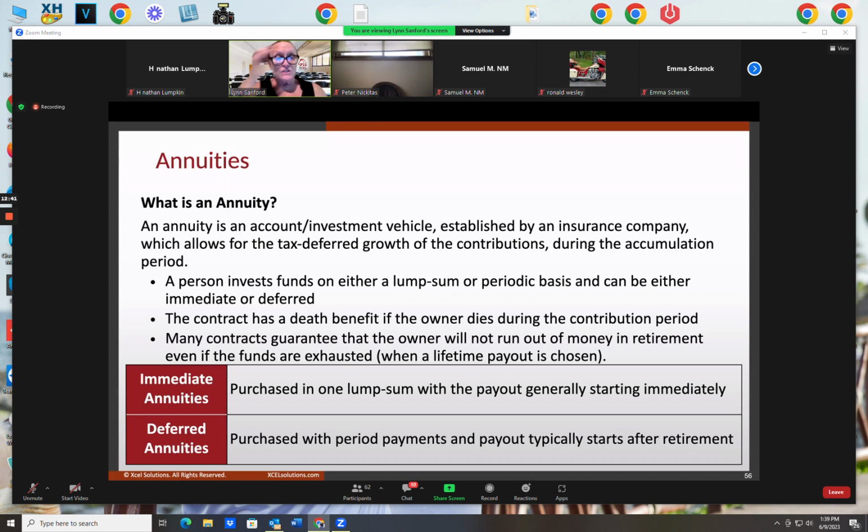Okay? So a person invests funds on either a lump sum or a periodic basis, and it can be either an immediate annuity. An immediate annuity has to be established with a lump sum of money, because you're immediately telling the insurance company, I wish to have this paid out to me monthly, and I want to choose one of the 6 ways to have it annuitized and paid out to me, and that actuary calculates what that dollar amount is, and I'll be receiving my first check in the first 30 days.